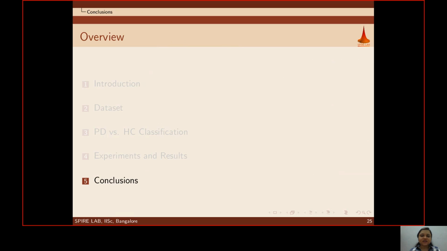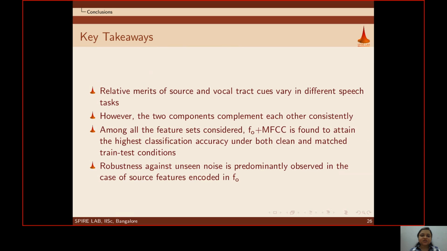Summarizing all the observations, we can conclude that depending on the speech task, different components are found to capture predominant discriminative cues, though the two components complement each other throughout all tasks. Among all the feature sets considered, the fusion of F0 and MFCC is found to attain the highest classification accuracy under both clean and matched train-test conditions. However, robustness against unseen noise is predominantly observed in the case of source features encoded in F0.